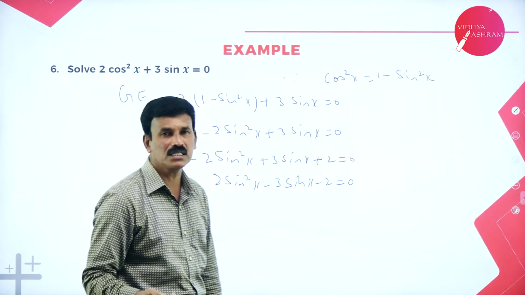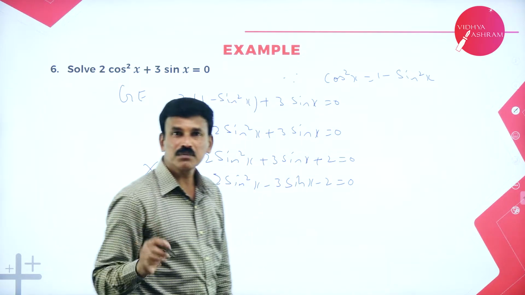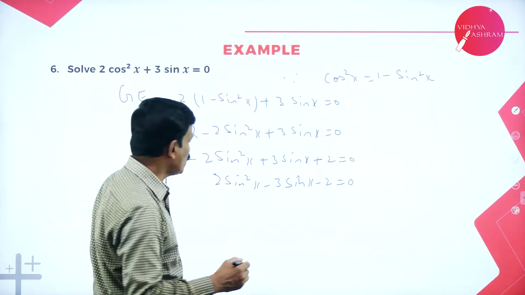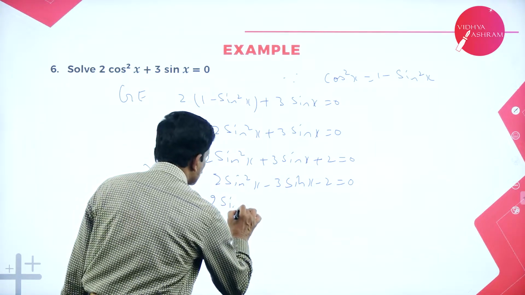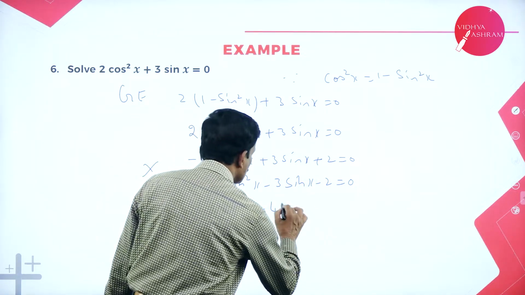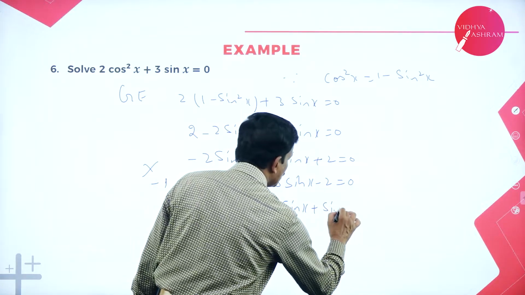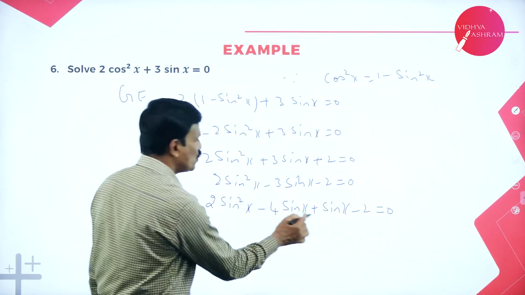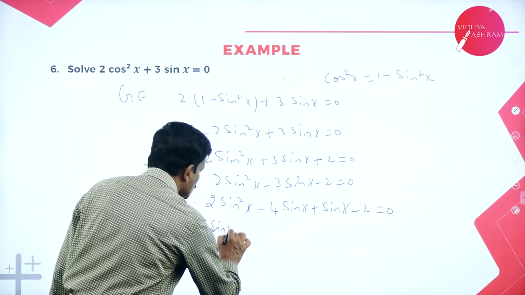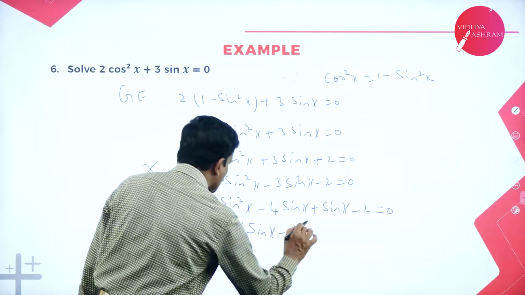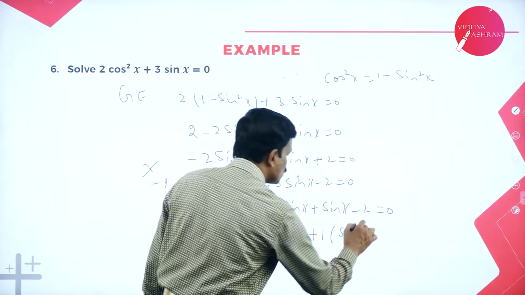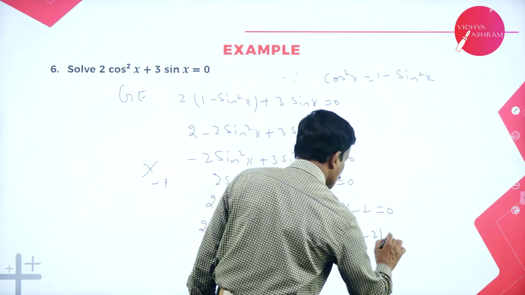Simplify this, you will get the factors and find out the general solution. That's it. Okay, let me simplify. So 2 sine square x minus 3 sin x minus 2. This can be solved by the factorization method. 2 sine square x minus 3 sin x can also be written as, 2 twos are 4, 4 sin x plus sin x minus 2 is equal to 0. 4 sin x plus sin x is minus 3 sin x. So, here you can take 2 sin x as a common factor.